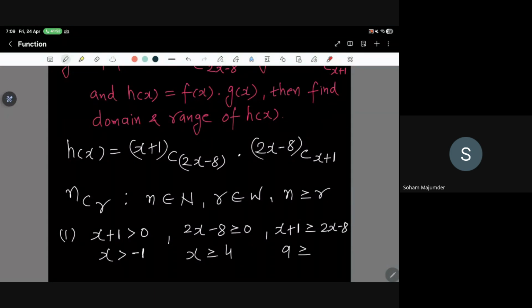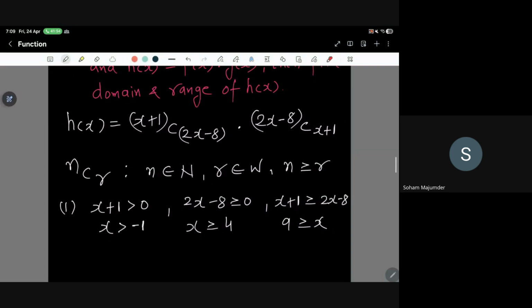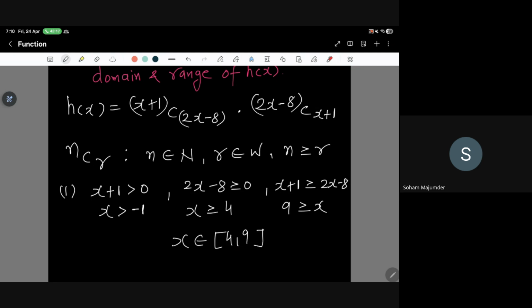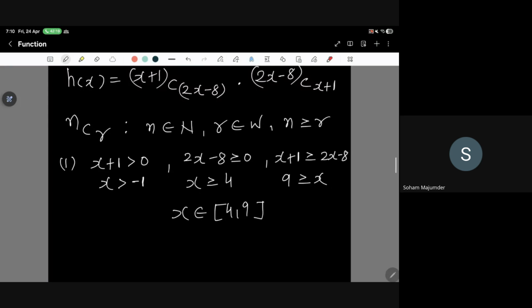So x is less than or equal to 9 from this. And x is greater than −1, x is greater than or equal to 4. So if we take this situation, the first one will already be covered. So the common part of these is this one only. So x is from 4 to 9. So here from the first part we got x belongs to 4 to 9, right? And x is basically a natural number.